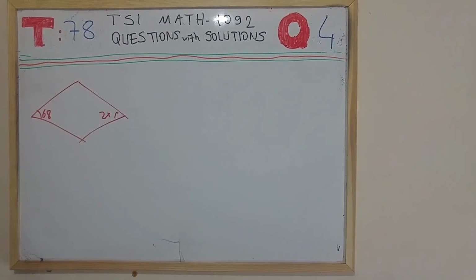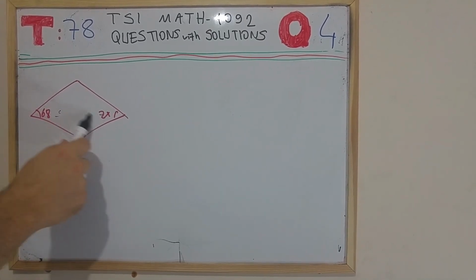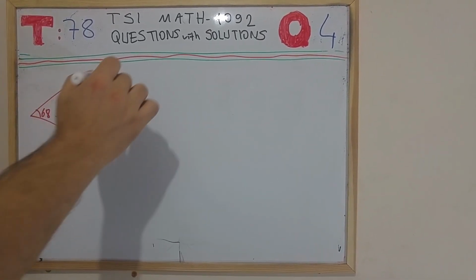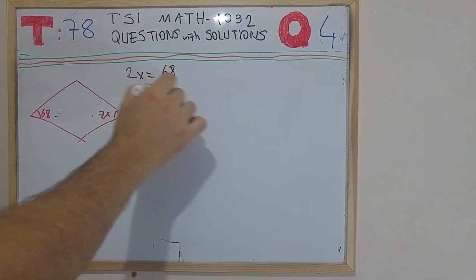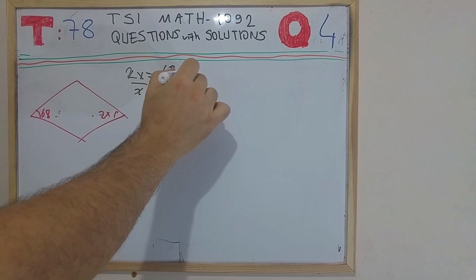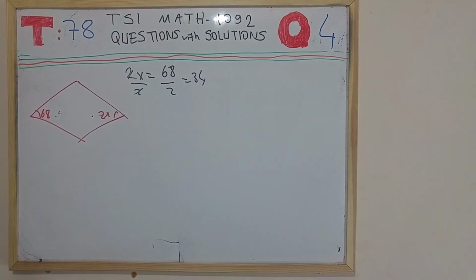Angles facing each other in a rhombus must be equal to each other. So 2x must be equal to 68 and x is equal to 34 degrees.